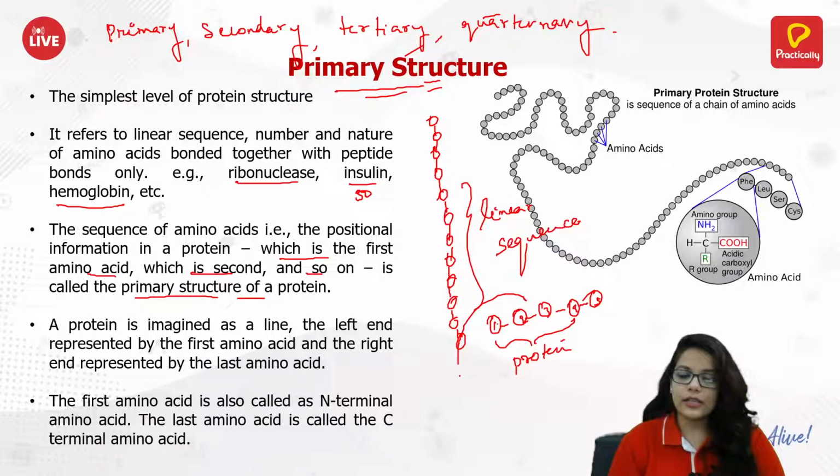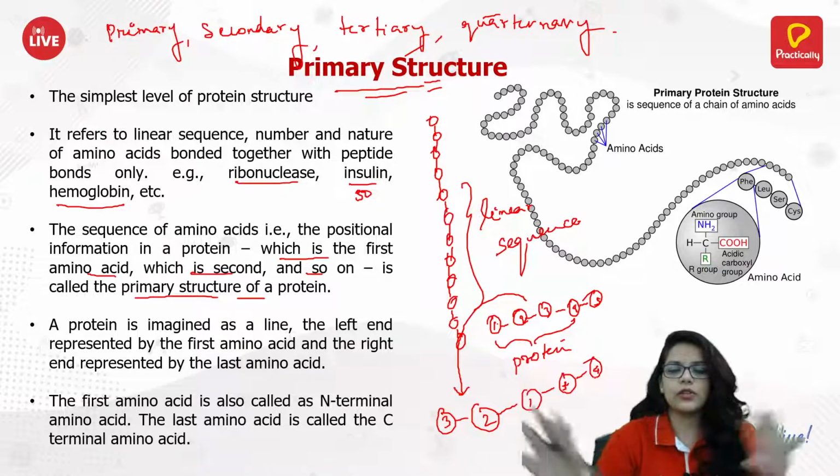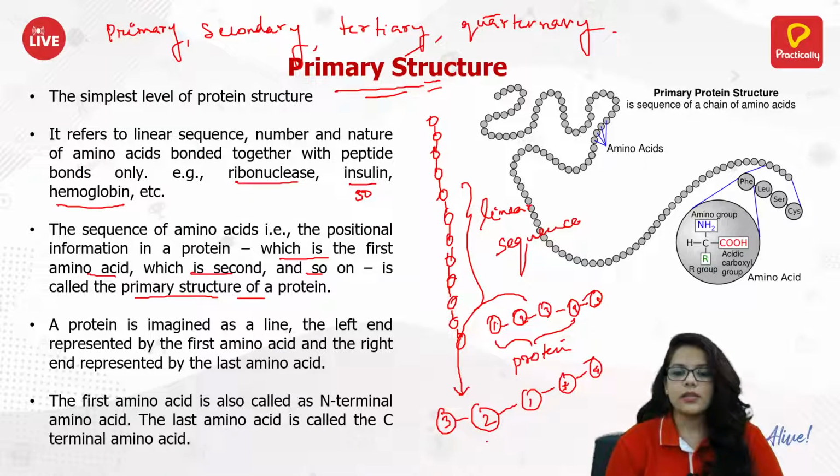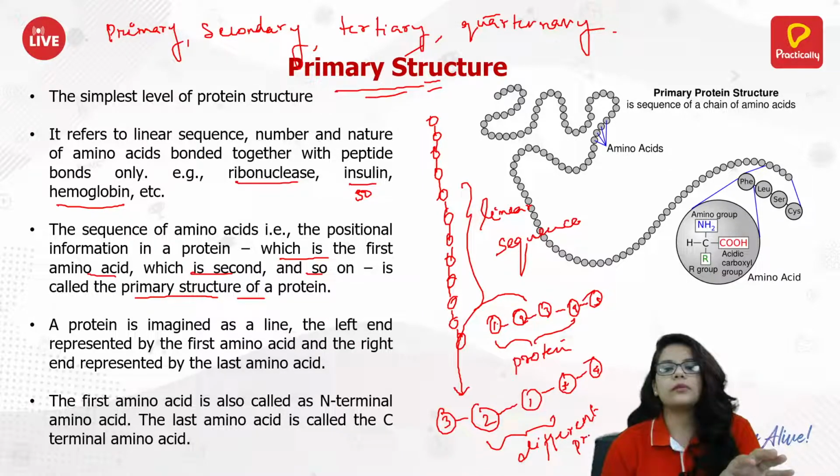Now, if they change to 3, 2, 1, 5, 4, just by changing the places of the amino acids, this will be a different protein. Because the position is different, the amino acids have changed their position, so this will be a different protein.